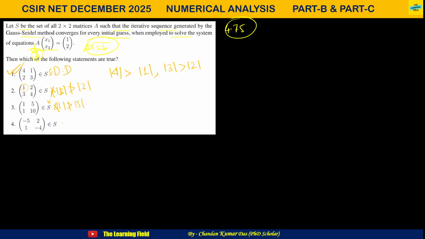Right. Now for the fourth matrix, mod of -5 is greater than mod of 2, which holds, and mod of -4 is greater than mod of 1. So these two hold for each row, that means this is a strictly diagonally dominant matrix. Therefore, this also converges. Now we have to check options 2 and 3 by using our convergence criteria.